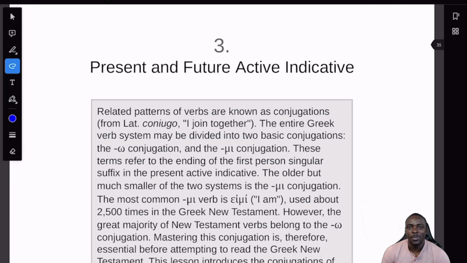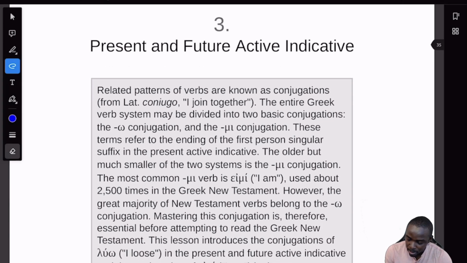Blessings, everyone. So we'll be starting chapter 3, present and future active indicative. Let us dive right into our course. May the Lord strengthen us and bless us and give us grace and understanding so that we can apply what we learn. All right? So related patterns of verbs are known as conjugations.